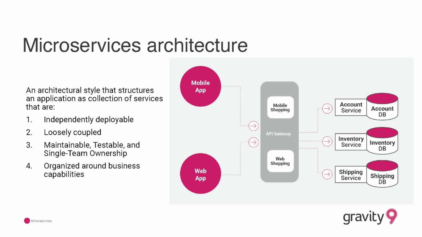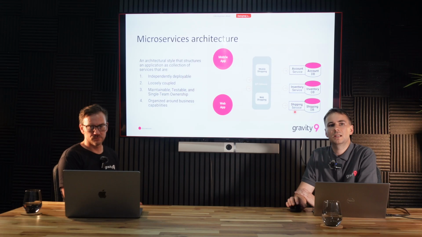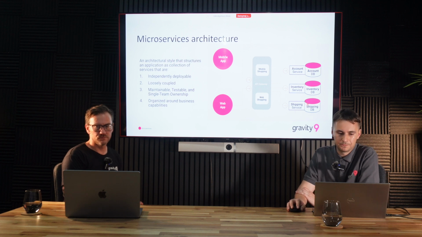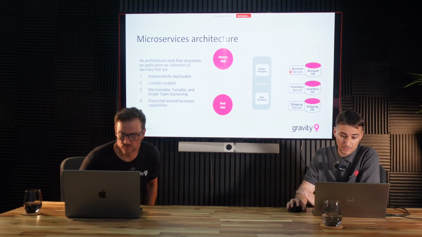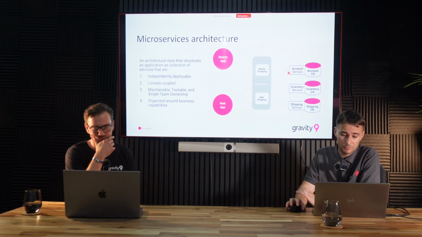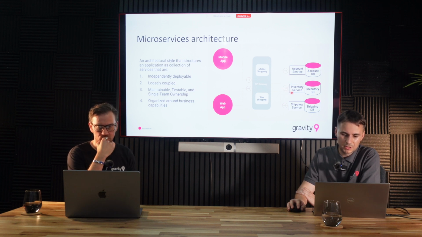And on the right side, we have different services. There is the account, inventory, and shipping. So each service is like a specialized worker. The account service manages user information and authentication. The inventory one keeps track of products and stock levels, and the shipping service handles order fulfillment and delivery.